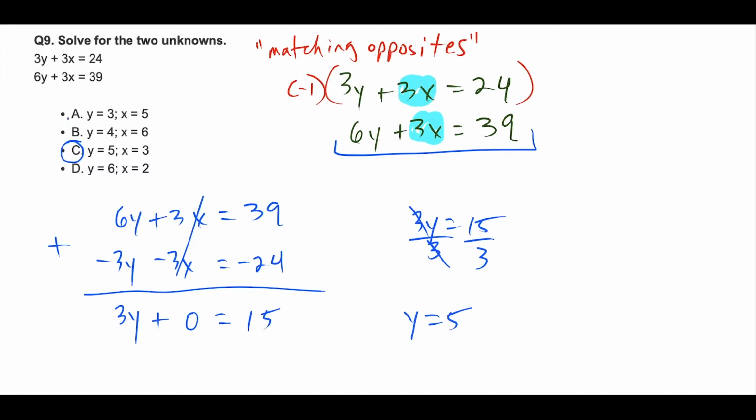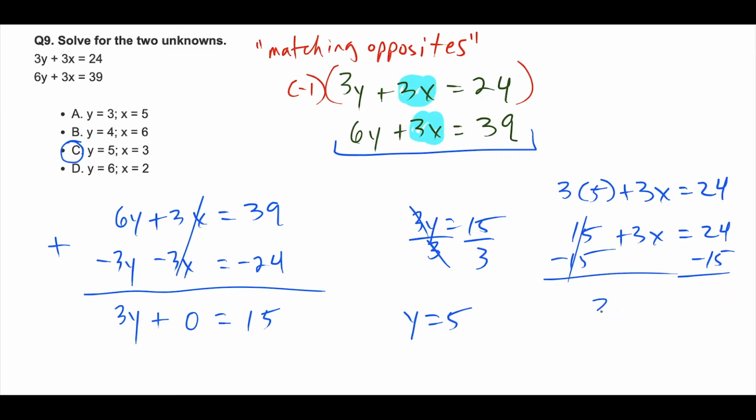But just to be 100% sure that we did this correctly, what we should do is plug y equals 5 back into one of the original equations and see if you get x equals 3. So let's say I start with 3 times y plus 3x equals 24. If we plug in y equals 5, see what we have. We have 3 times 5 is 15 plus 3x equals 24. Now we subtract 15 on both sides. And we've got 3x equals 24 minus 15 is 9. And when you divide this by 3, you've got x equals 3. So it's definitely choice C here for the system of equations question.